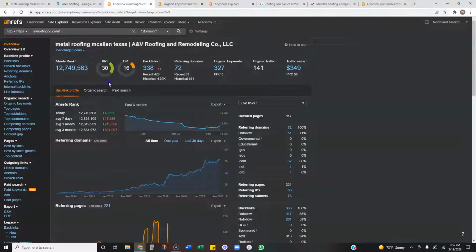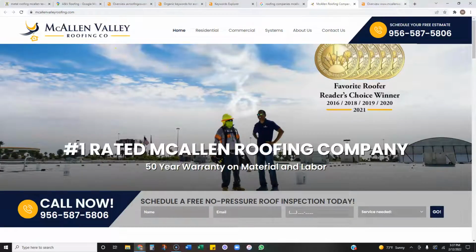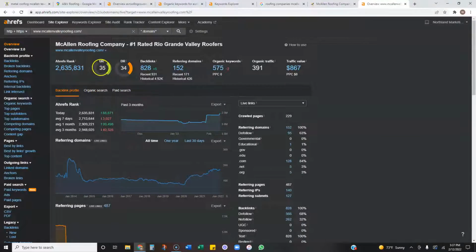And this 30 is pretty good. 16 is actually pretty good here too, but you really want a 1-to-1 ratio. And just to show you what that looks like, this is McAllen Valley, and you see they almost have that 1-to-1 ratio. They are stronger than you.